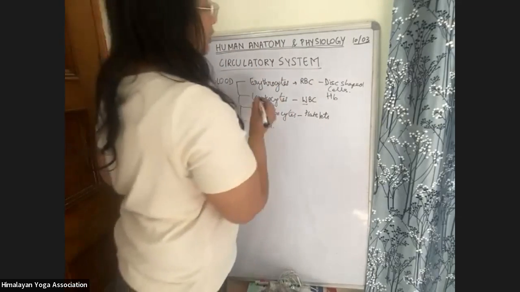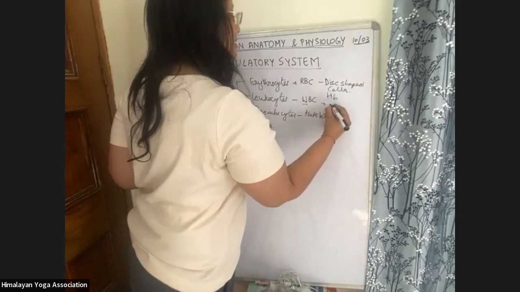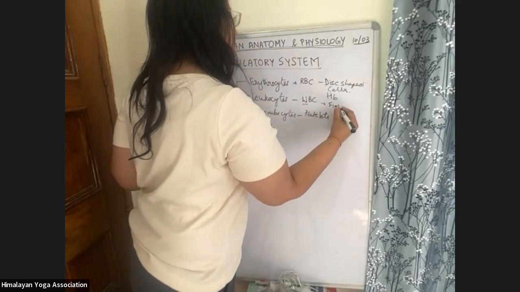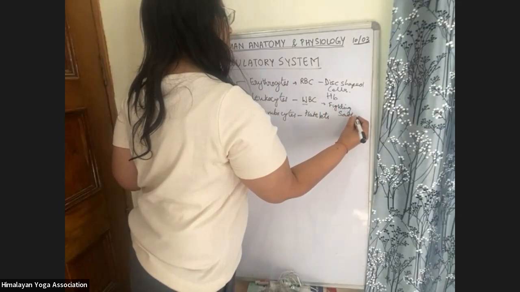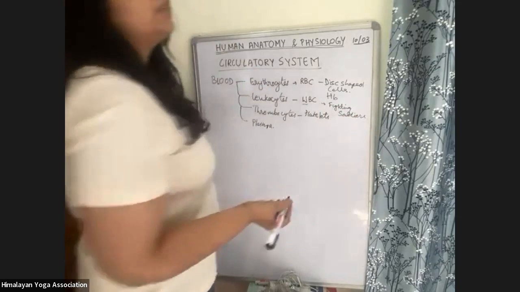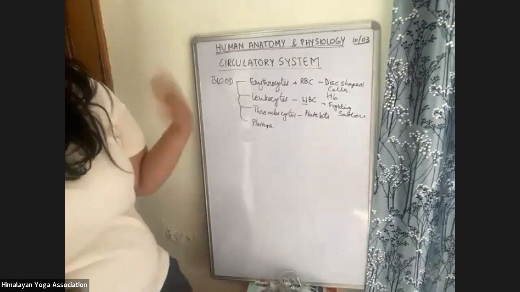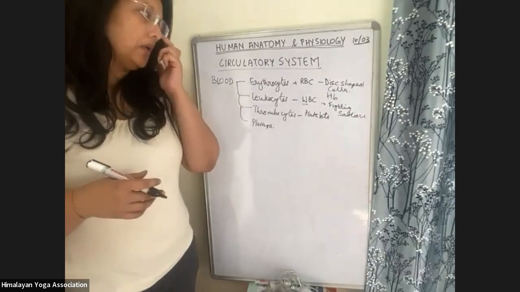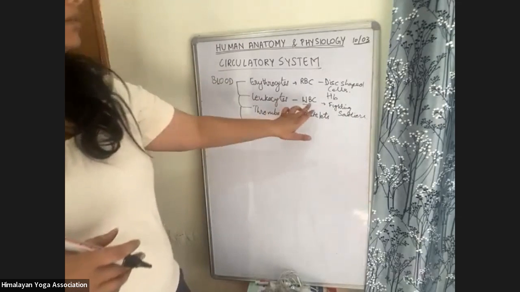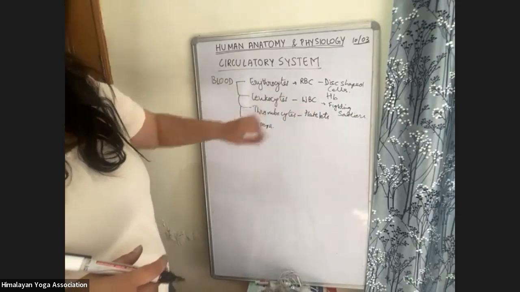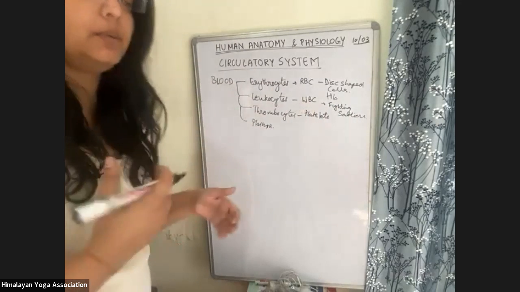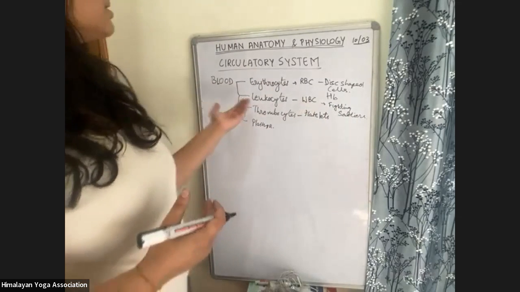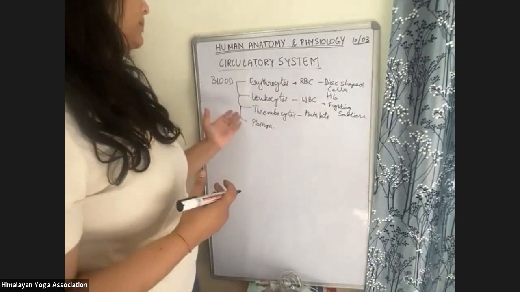Okay, leukocytes, white blood cells. These are the fighting soldiers. So if the body is attacked by bacteria or virus, the white blood cells produce a lot of antibodies to fight that bacteria or virus. So these are the fighting soldiers of the body.